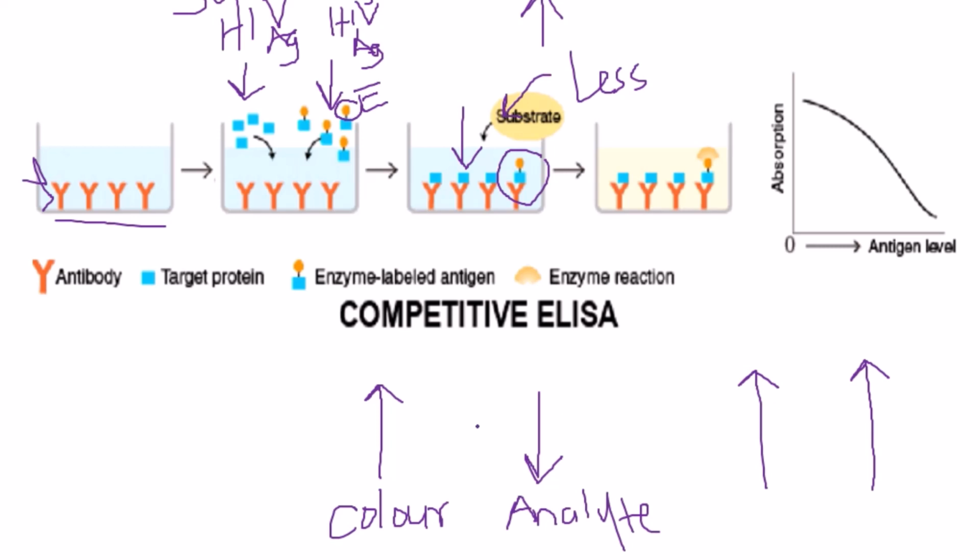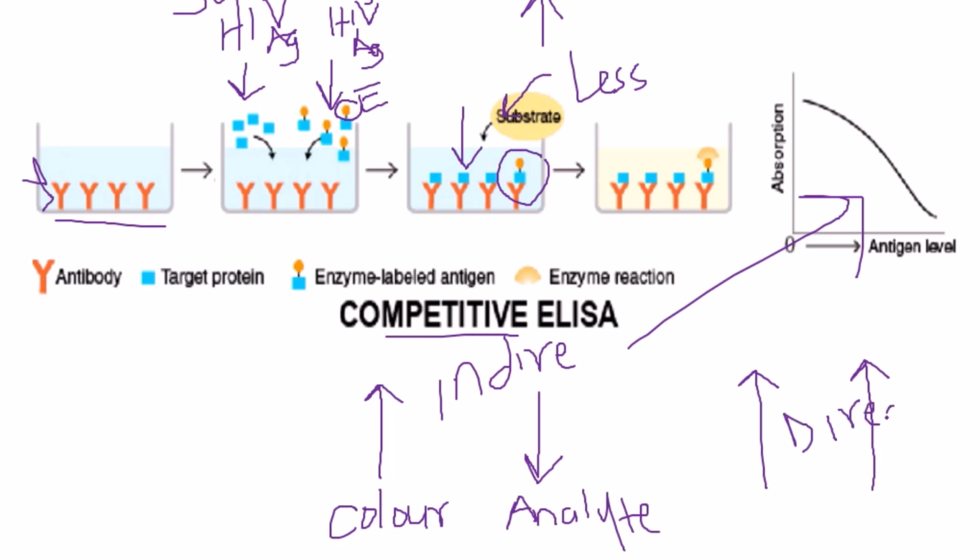Okay, so for competitive, we have indirect proportionality, which we usually use standard curves to determine the concentration. But for direct, indirect, and sandwich, we have direct proportionality. Okay, so indirect and direct proportionality.